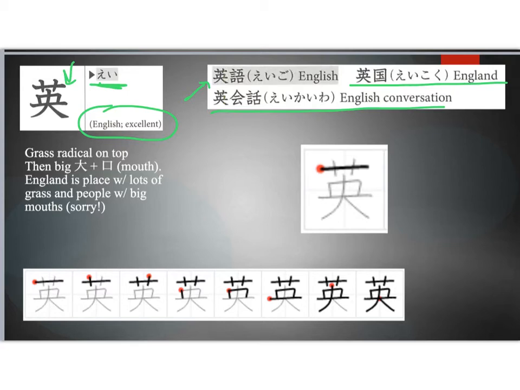So the top radical here is the grass radical. That's called kusakamuri. And then you have big right here, and right on top of that, you have mouth. So I always think of this kanji as England, a place with lots of grass and people with big mouths. Not very PC, but I think you'll remember it that way. So the stroke order is like this. Ichi, ni, san. Okay, then you have shi, go, roku, shichi, hachi.